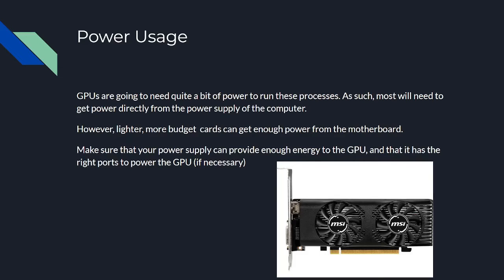Okay, power usage. GPUs are going to need quite a bit of power to run these processes. So as such, most will need to get power directly from the power supply of the computer. However, lighter, more budget cards can get enough power from the motherboard. So make sure that your power supply can provide enough energy to the GPU and that it has the right ports to power the GPU. Bottom right here, we have an MSI GTX 1650 low profile. Much smaller than any other graphics card. These do not need power from the power supply, so you can just plug it in and use it right off the motherboard.